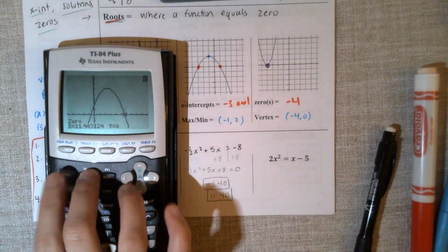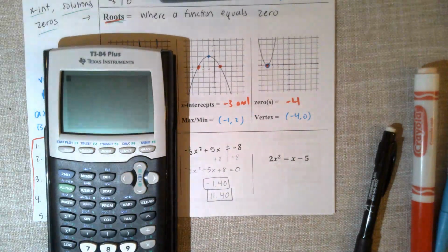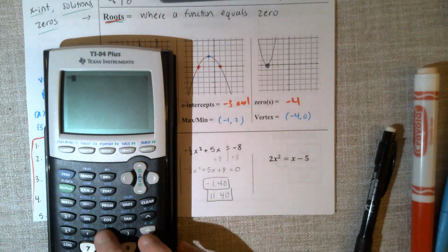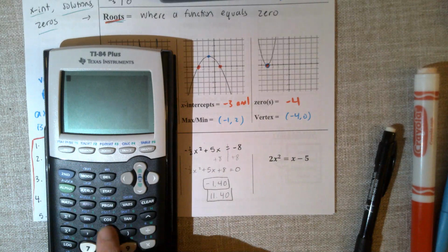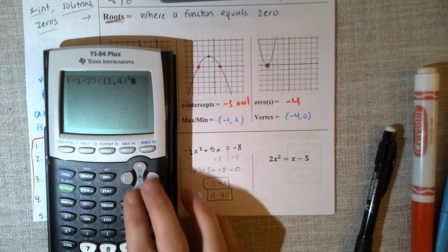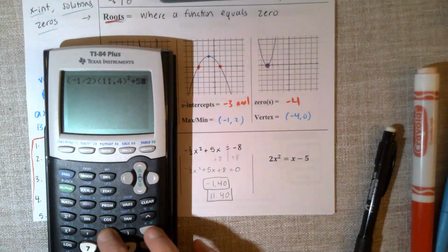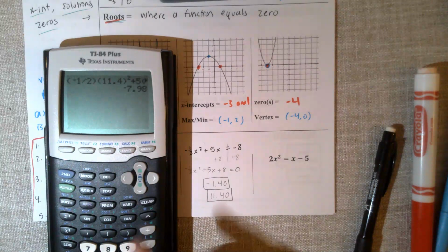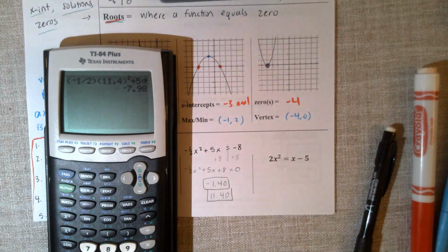And let's just check, right? Let's just see if it works. So we have negative, let's actually put in parentheses, -1/2 times x squared. So 11.4 squared plus 5 times 11.4 equals, just about -8 because we rounded it a little.